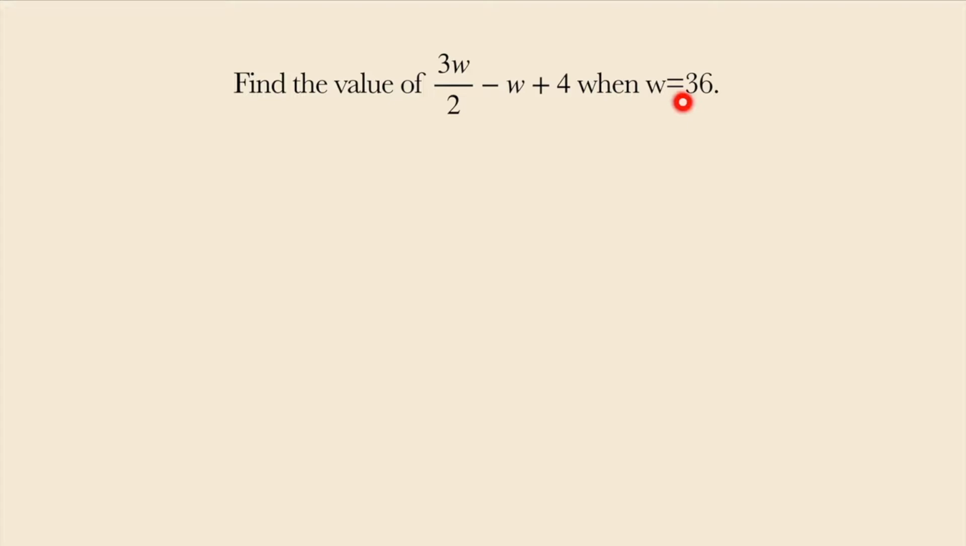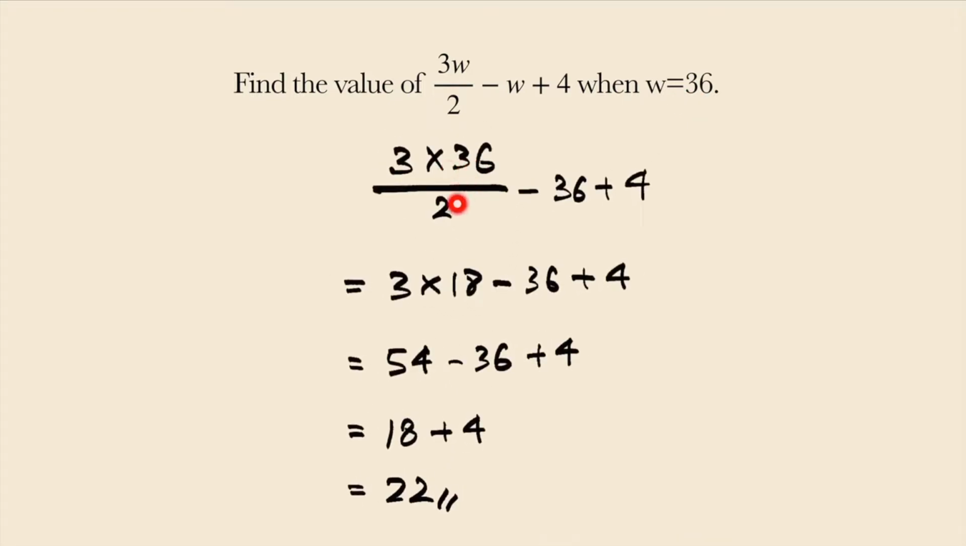Substitute w equals 36. So we're going to take 3 times 36 over 2 minus 36 itself plus 4. So, okay, multiply, and then you get 3 times 18. Oh, here I can simply take 36 divided by 2 and then get 3 times 18. You can also take 3 times 36. Obviously, you will be working with a larger number. So from here, just go from left to right, and you get 22 for your answer.